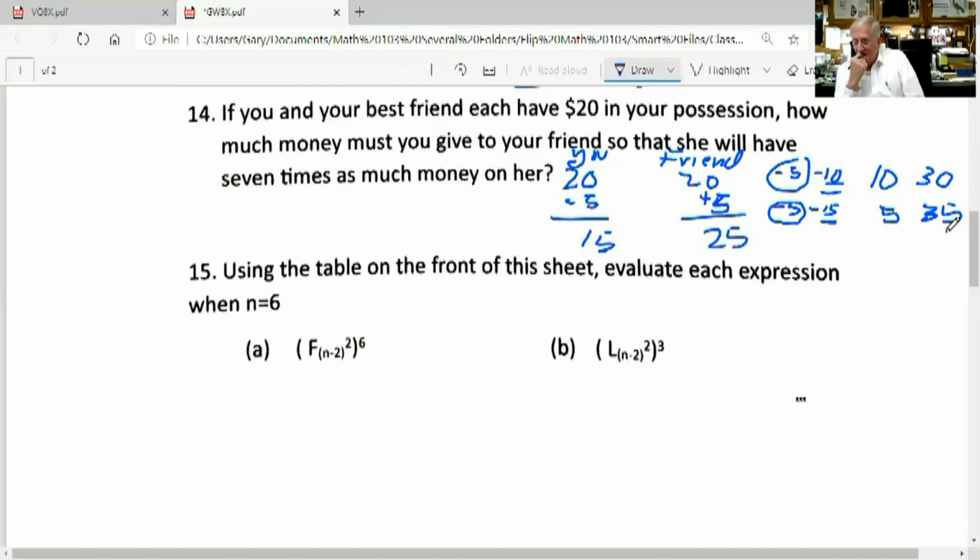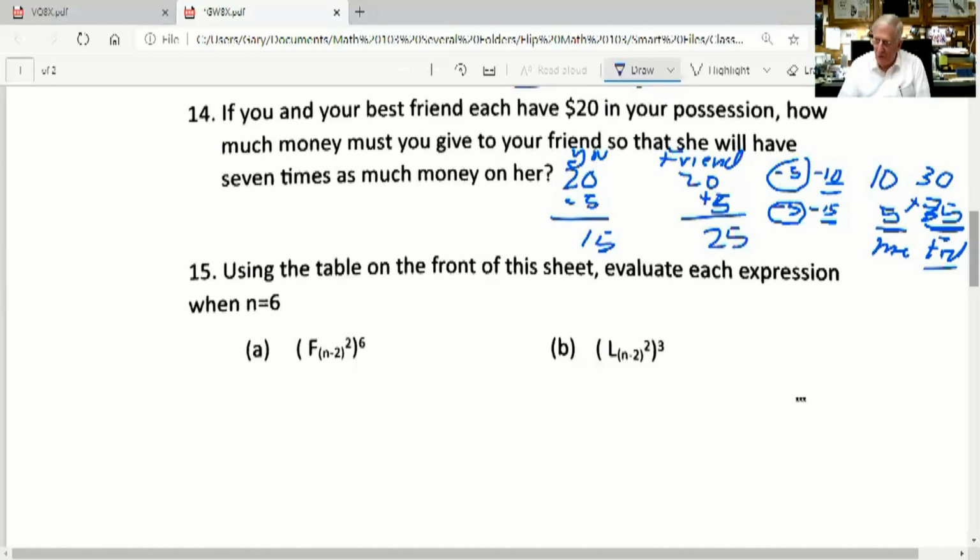Whoa, baby. She has 7 times as much money as I do right now, right? So if I give her 15 bucks, that takes me down to $5. If I add $15 to her $20, that takes her up to 35. So this is me, and this is the friend. That's 7 times as much, right? Times 7. So that's the answer. You have to give her $15.